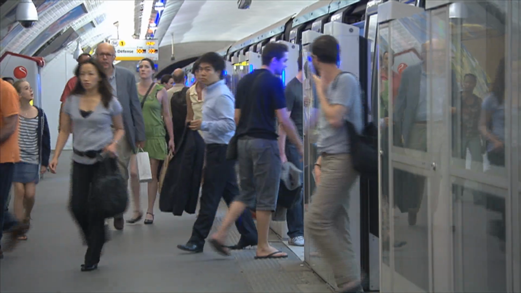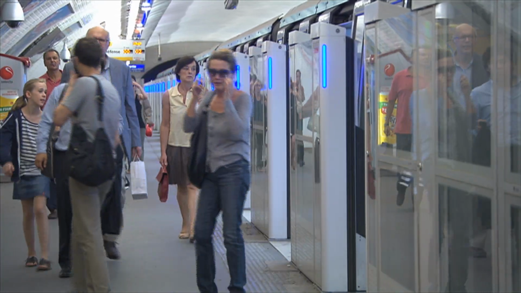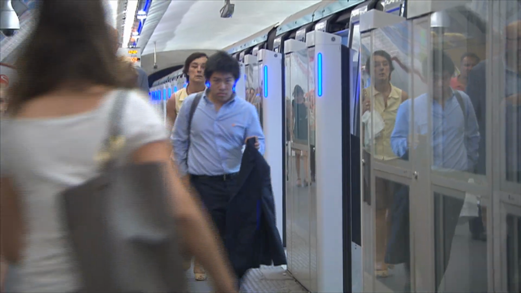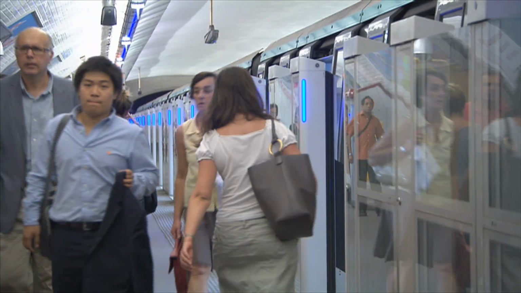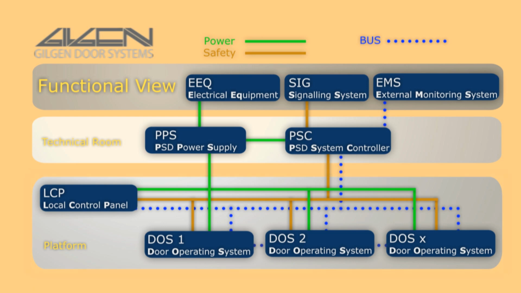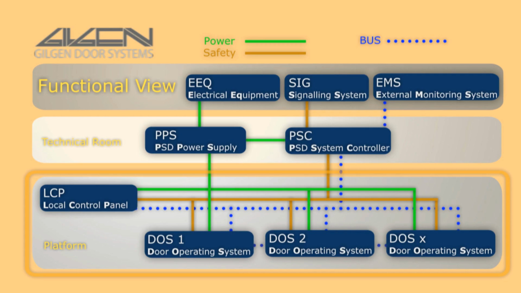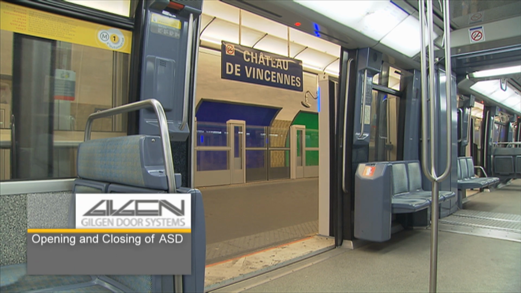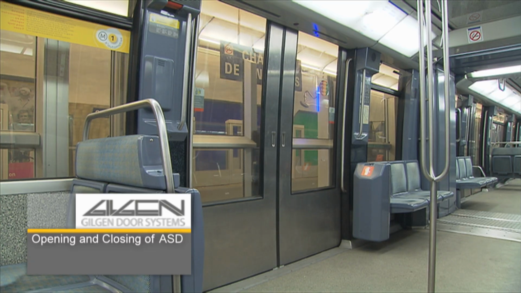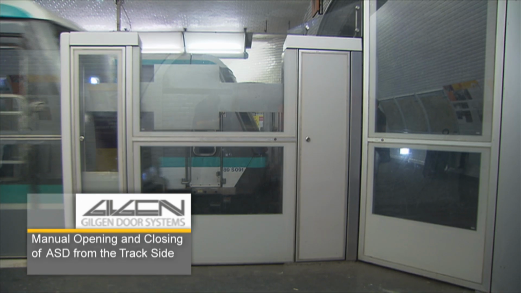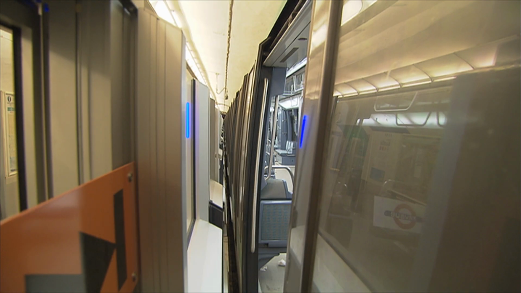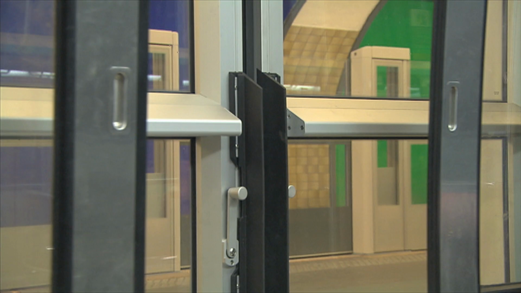In the interaction between the mechanical, the electromechanical and electronic parts and the software, the PSD fulfills the following basic functions. Controlled opening and closing of the automatic doorways by means of the Door Operating Systems DOS. If the train has stopped within its stopping tolerances and if the train doors have been correctly opened, while one or all of the ASDs fail to open automatically, the ASDs can anytime be manually opened by the passengers.